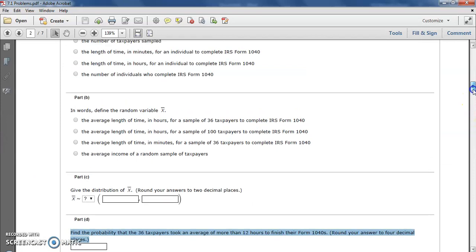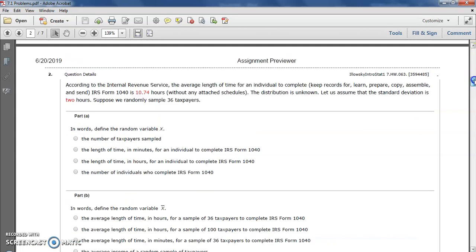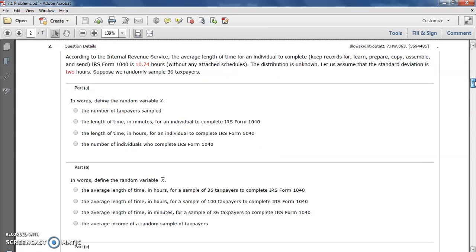It doesn't have you graph it, but it's normally distributed. You put your mean and standard error here. X bar always stands for the average length, or the average, and X is what you're actually looking at. So in words, X is the length of time for an individual to complete.